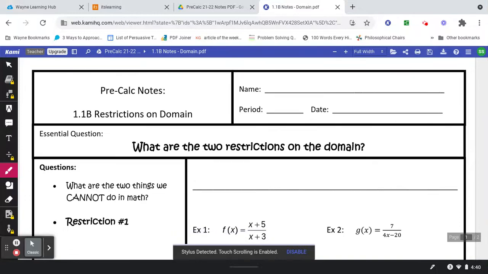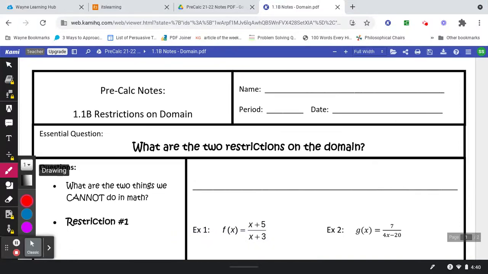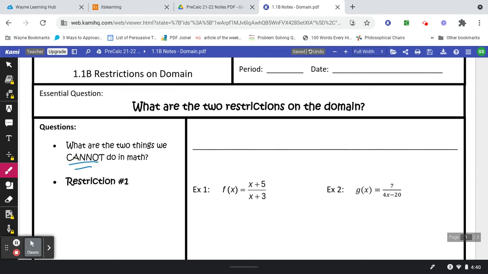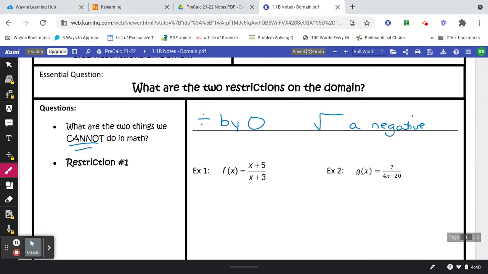These are the 1.1b notes for PreCalc. We're talking about restrictions on the domain. So in math, there are two things that we cannot do. In other words, if you try to type it into your calculator, you will get an error message. Those two things are divide by 0 and square root a negative. If you do either of those things in the calculator, you'll get an error message.